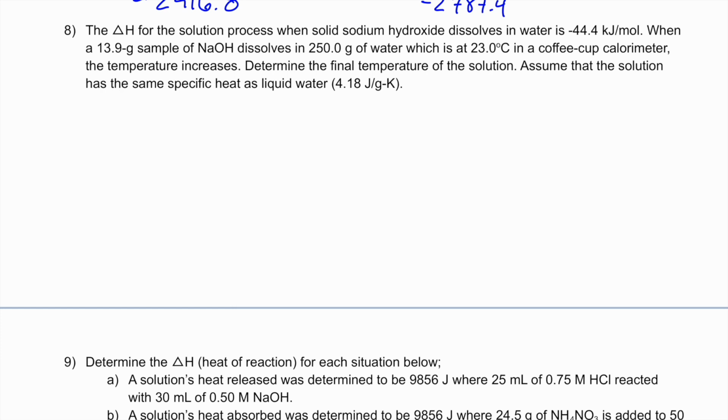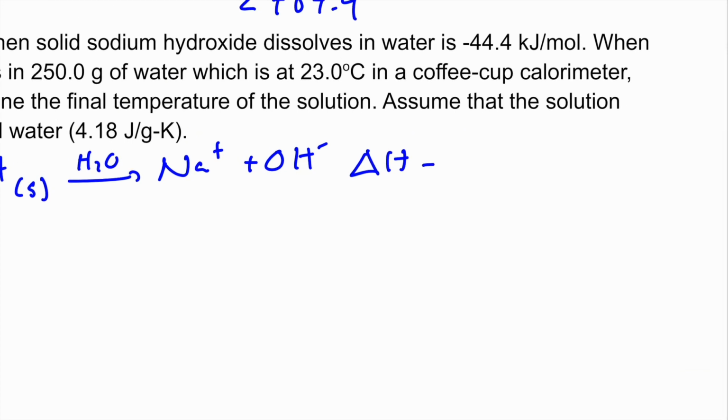Okay, so a couple things are going on here. One, I heard an equation. I really did. So this sounds like I have my NaOH. When it dissolves in water, I'm just going to illustrate this once, I'm going to have these ions. Okay? When it does, I have a change of H of negative 44.4 kilojoules per mole.